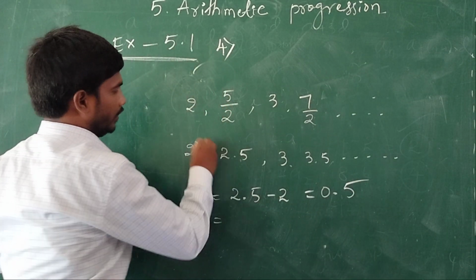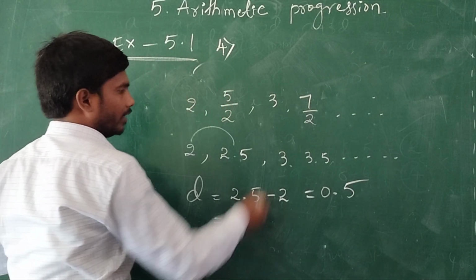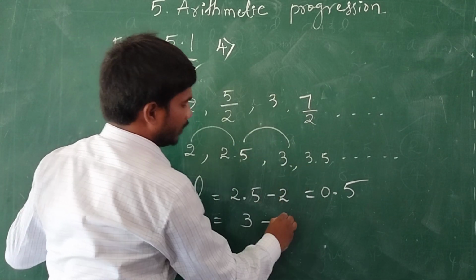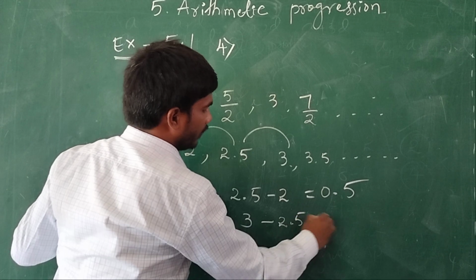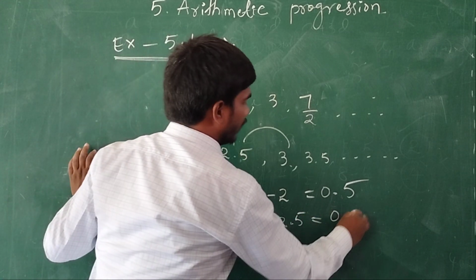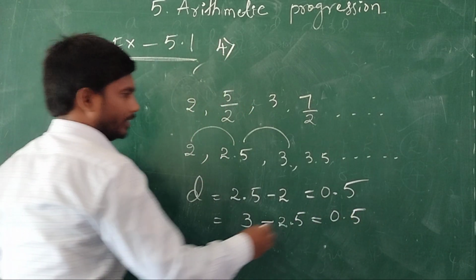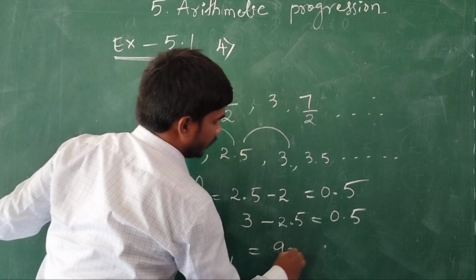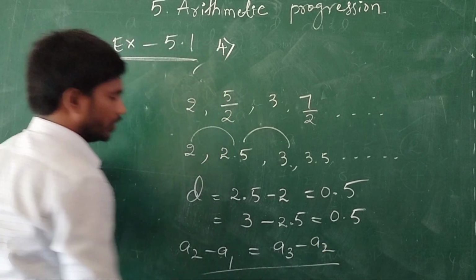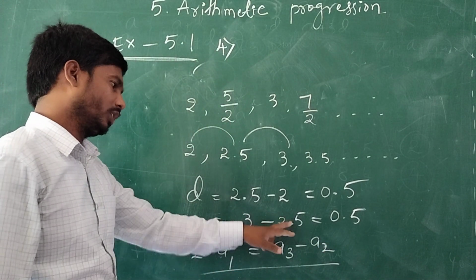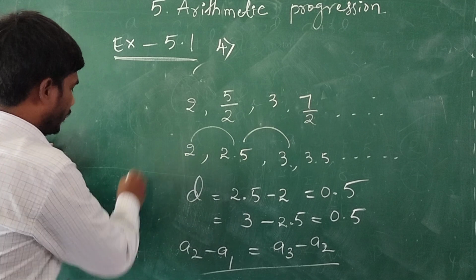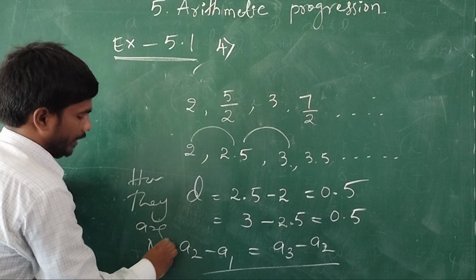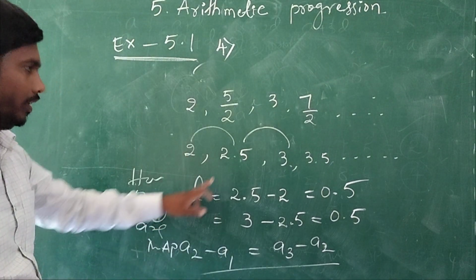Next term, this is A2 minus A1. Now A3 minus A2. A3 is 3, A2 is 2.5. 3 minus 2.5 is again 0.5. So here the common difference is the same. A2 minus A1 is equal to A3 minus A2. So the common difference is the same in both cases. Therefore, hence they are in AP.